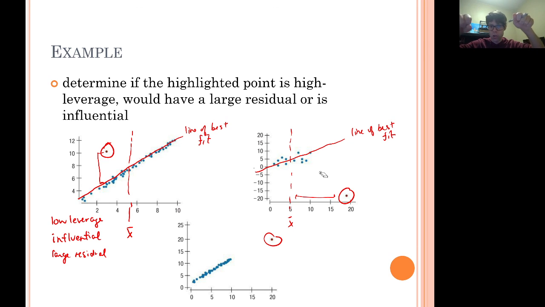It's really going to drag that line of best fit down in kind of a teeter-totter fashion. That's a high leverage point for sure. It's quite a distance away from what I would consider to be the line of best fit too. So I would say this has a large residual.